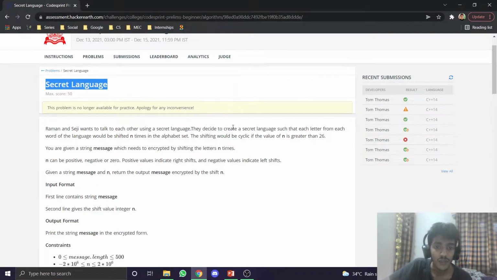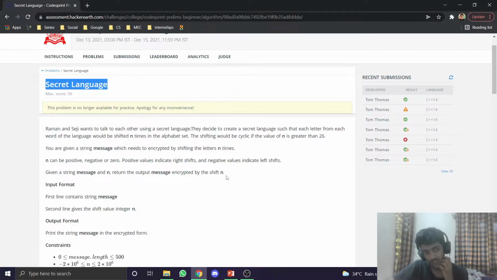They decide to create a secret language such that each letter from each word of the language would be shifted n times in the alphabet. The shifting would be cyclic if the value of n is greater than 26. You are given a string message which needs to be encrypted by shifting the letters n times, and n can be positive, negative, or 0. Positive values indicate right shifts, negative values indicate left shifts. Given a string message and n, return the output message encrypted by the shift n.